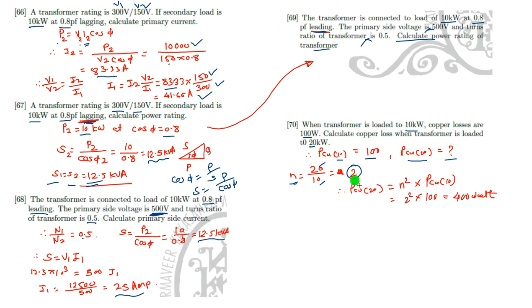So N is equal to 2. PCU at 20 is nothing but N square into PCU at 10, because we know that it is proportional to N square. So the load is now doubled. So 2 square into 100. This copper loss will increase to 400. So at 10 kilowatt, the losses are 100, but at 20 kilowatt the losses change to 400, because copper loss is always N square times the loading condition.